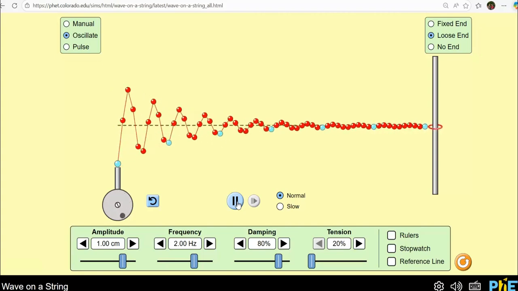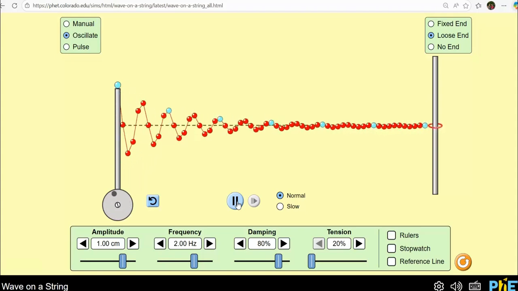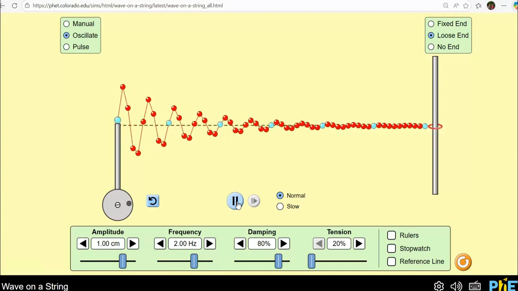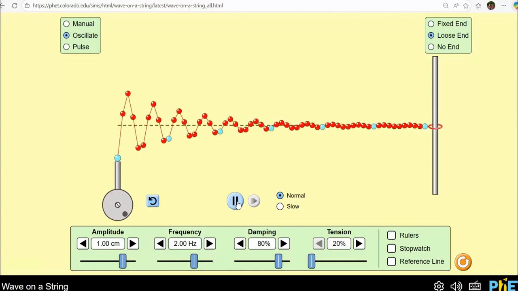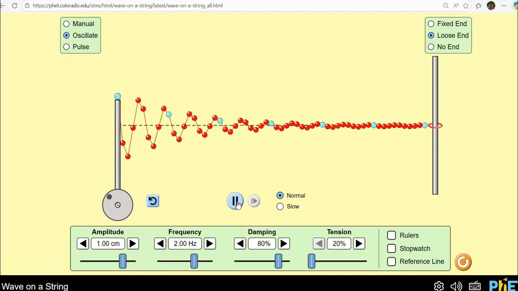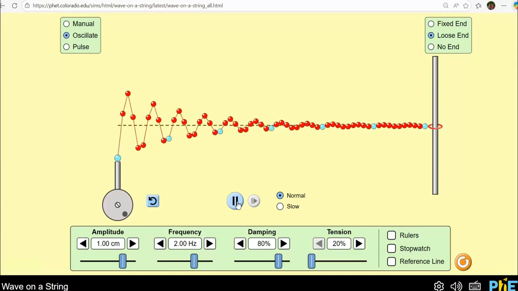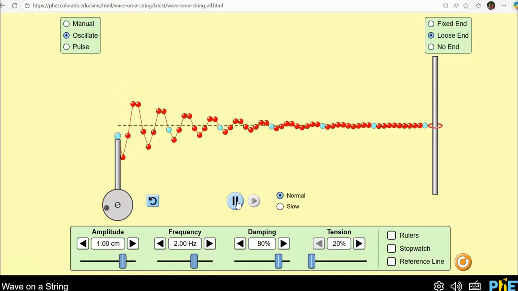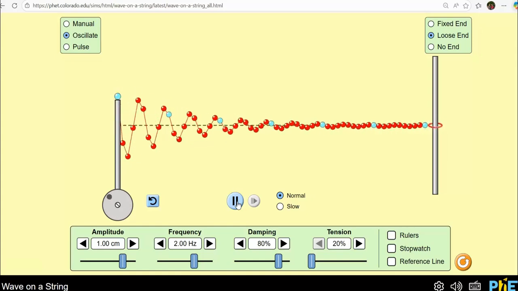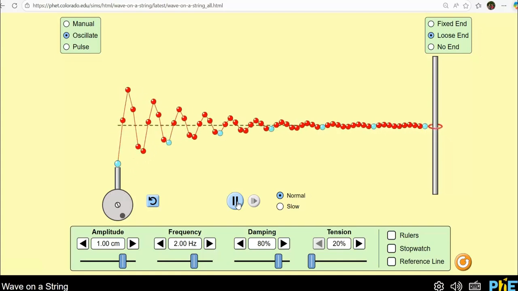Based on this simulation for loose end, it means the end of the string is free to move. When a wave reaches a loose end, it is reflected without inversion, and there is no phase change. Conclusion, the end can move, so the wave reflects normally without flipping.